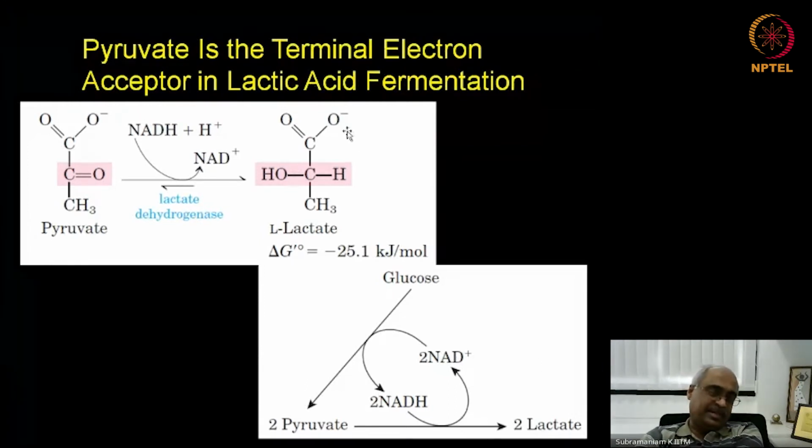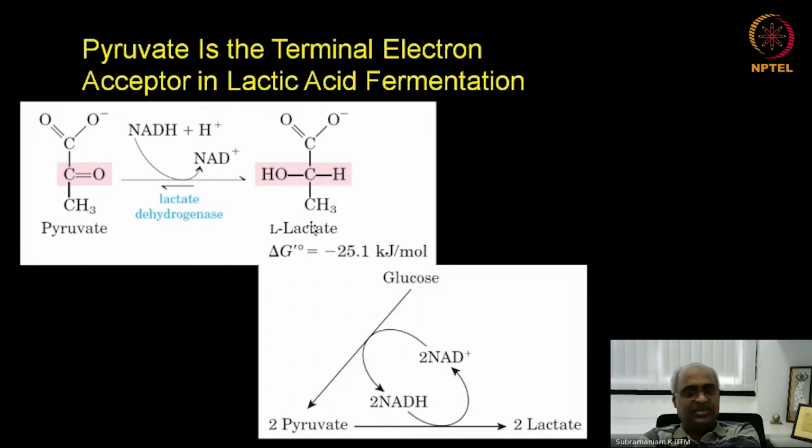And this lactic acid, if you count the carbon-hydrogen ratio, is the same as glucose. So the oxidation state is not changed. The energy is still conserved here, except that you gain 2 ATP molecules per glucose. So this is one fate of pyruvate. That is, pyruvate can be reduced by lactate dehydrogenase to make lactic acid.